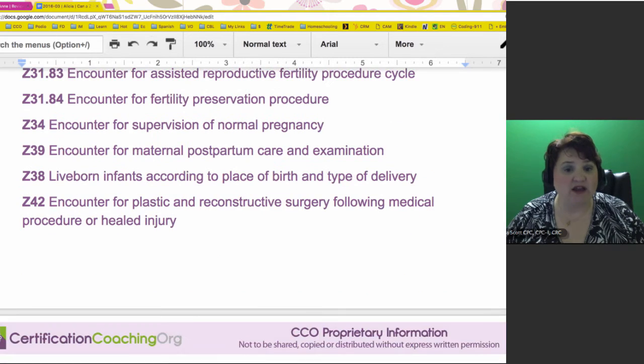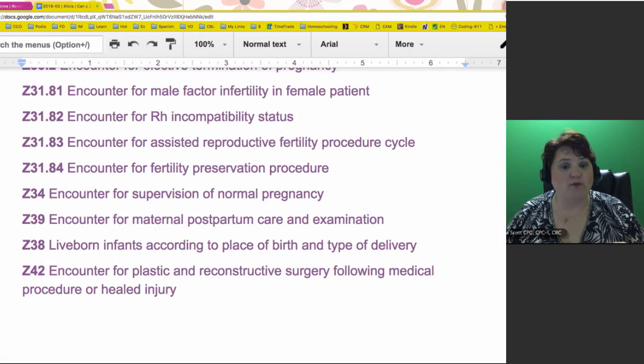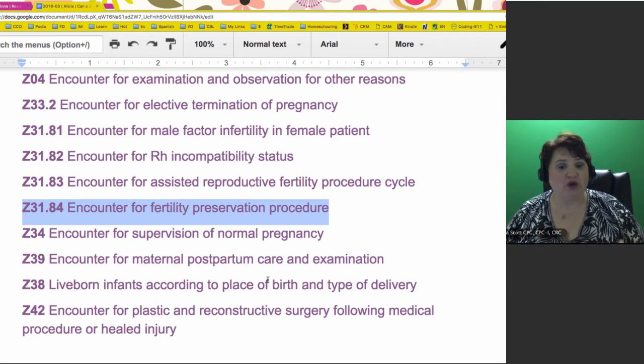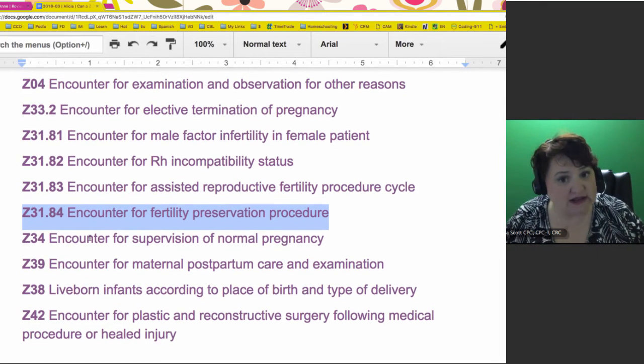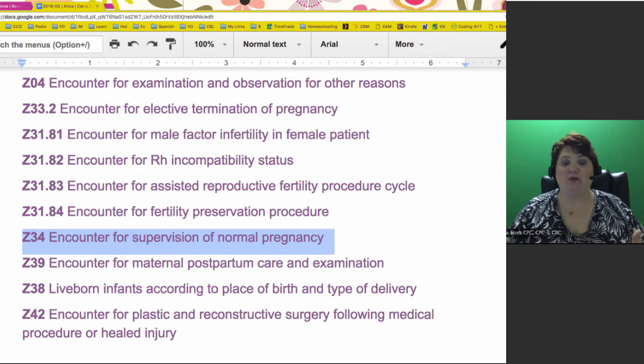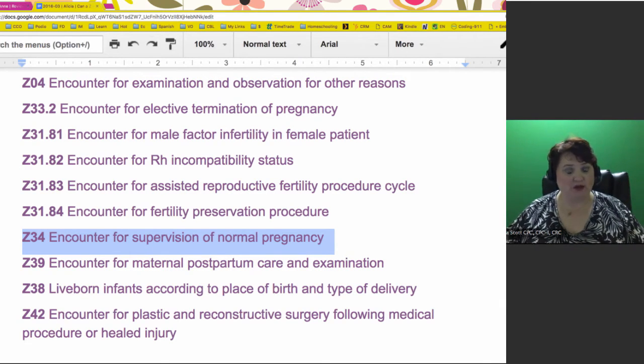As we scroll down, let's look at some of these others here. Let's see, now this would make sense. Z31.84 is encounter for fertility preservation procedure. Below that, we've got supervision of normal pregnancy, right? Because when you're in a pregnancy, you start out coming in every month, and then every 2 weeks, and then it becomes weekly. And what code is the principal diagnosis for that? Well, it's a Z34. Your encounter is supervision of this normal pregnancy. And then it goes on for postpartum care as well.